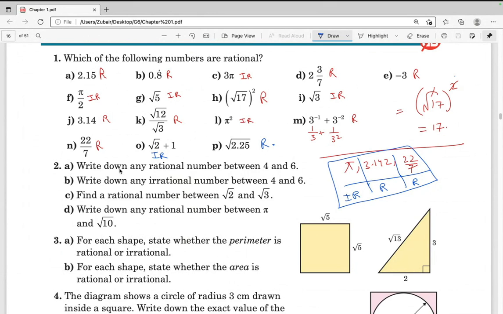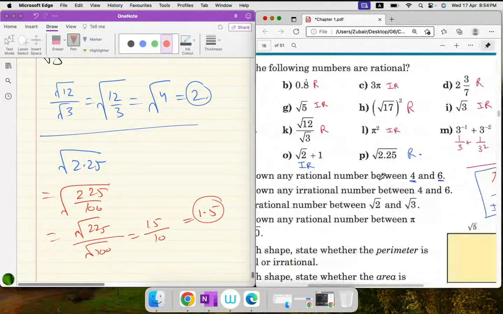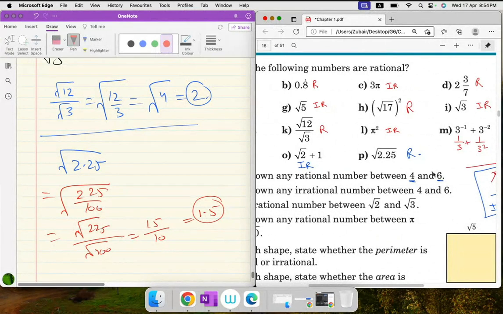Write down any rational number between 4 and 6. What would it be? Five. Ali said 5. That's right. Haris, tell me another number other than 5.